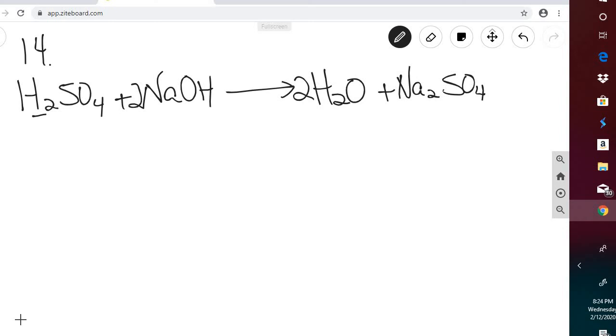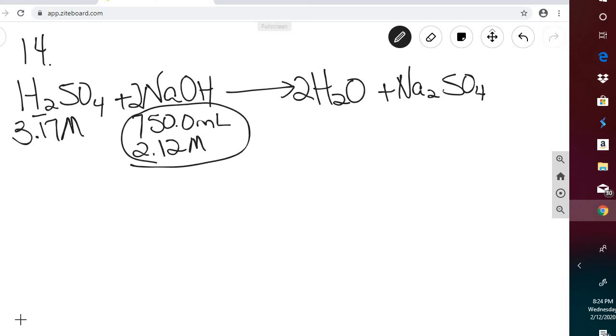Okay, then what information are we given? We are given that for the sodium hydroxide, we have 750 milliliters. And it's a 2.12 molar solution. Okay, and then all that we are told about the sulfuric acid is its concentration. So it's 3.17 molar, and we want to know how many milliliters or liters is required for that. Okay, so we're going to use this information to figure out the number of moles of sodium hydroxide.